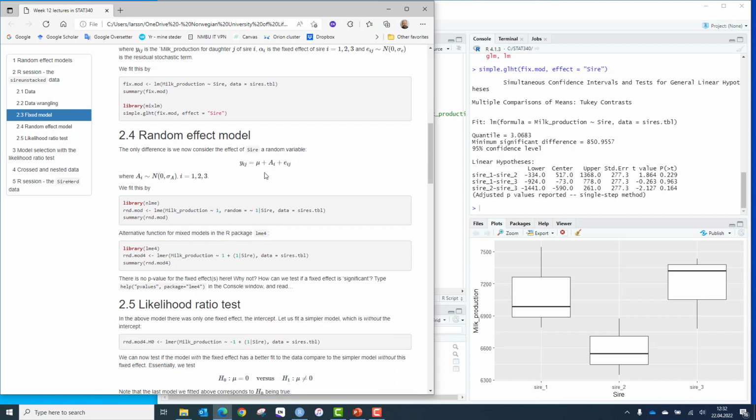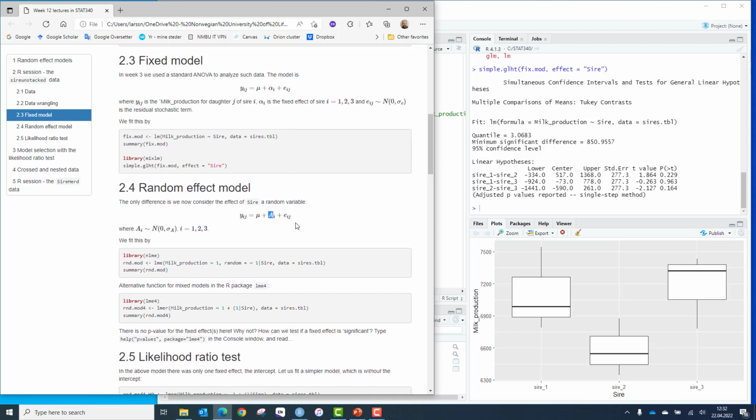So the alternative approach now is, if we are not particularly interested in these 3 sires, but rather want to estimate a random effect of sire. Notice I use this notation rule that I mentioned last week. When I had a fixed effect, I used the Greek letter alpha. Now I make it a random effect, and then I change it to a Latin A, in order to indicate to myself that now this is a random variable. And here you can see it's now normally distributed with expected value 0 and some unknown variance.